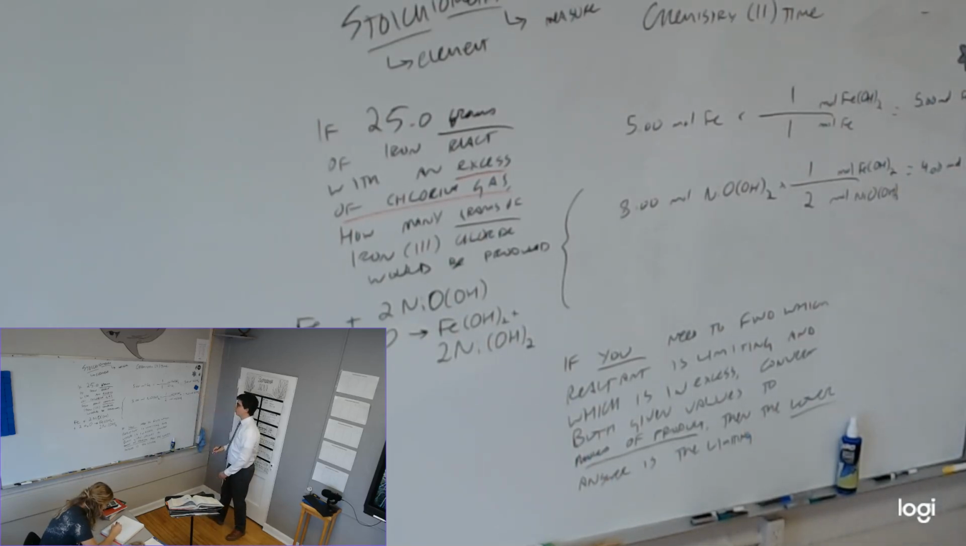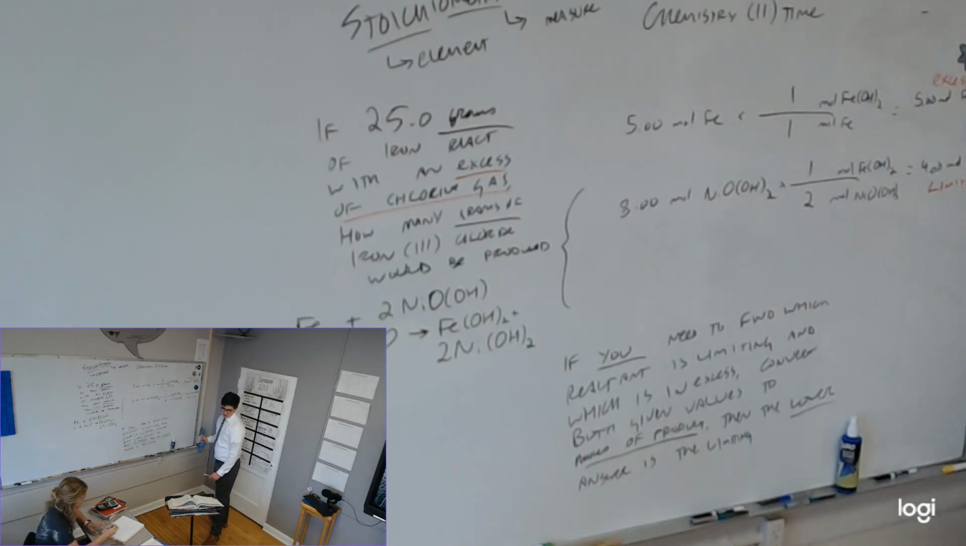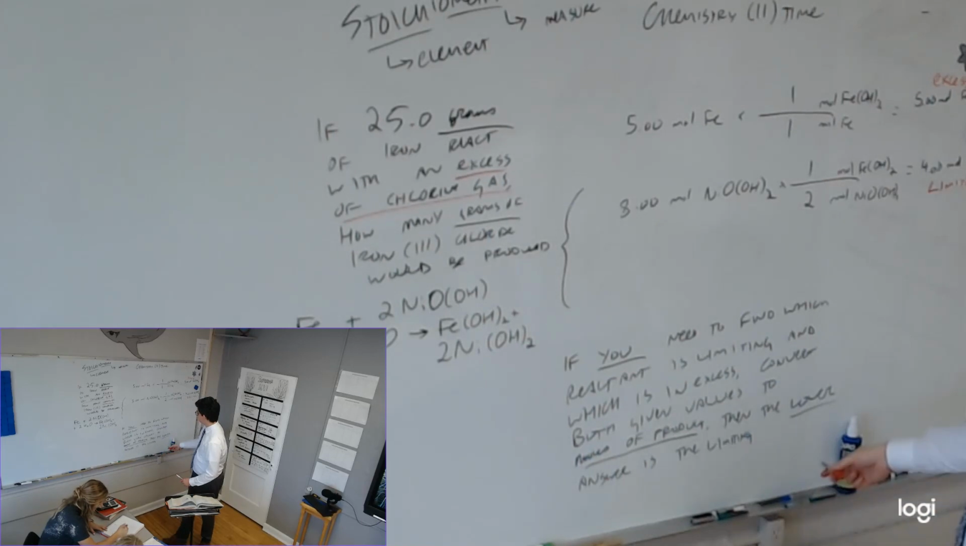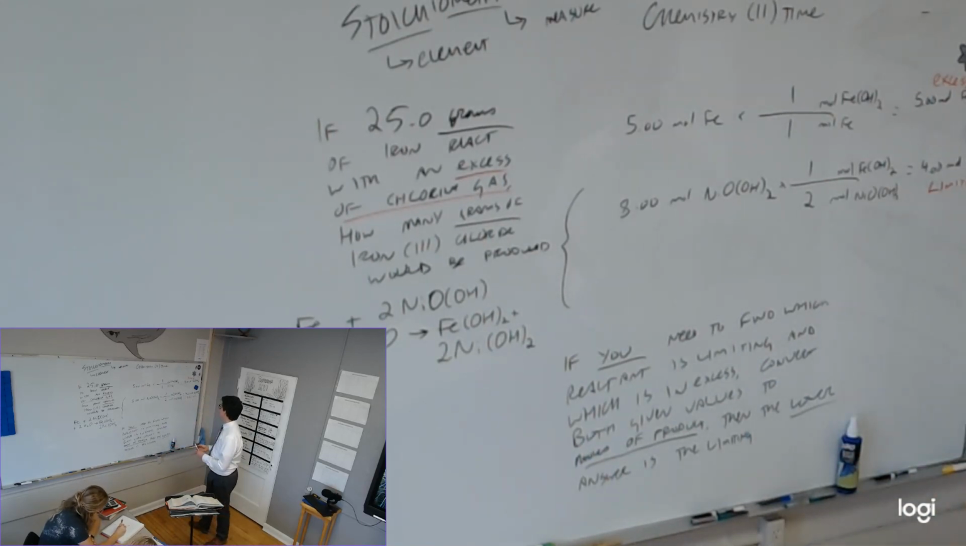Do you see? So which of these is excess and which is limiting? The bottom one is limiting and the top is excess. Right. And now it didn't ask this, but if we need to find how much is in excess, what we do is we take how much was produced by the limiting. So we start with 4.00 moles of iron 2 hydroxide, and we convert that, running out of room, we convert that to moles of the excess.